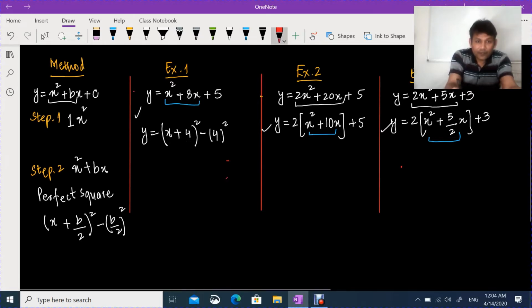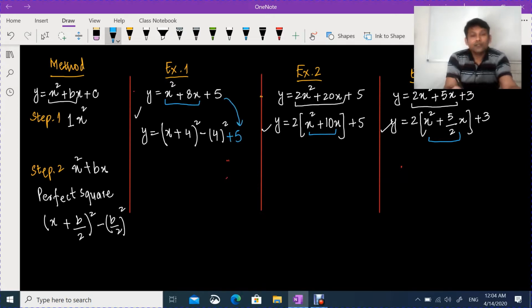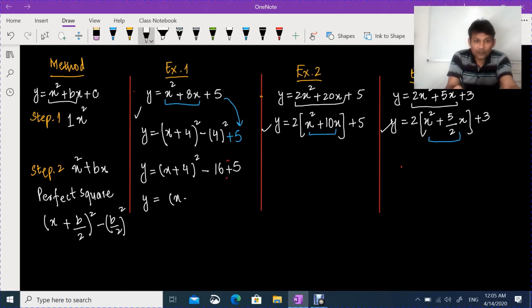Like, it's better to write this as plus 5. This plus 5 is coming from here. Now what you have to do is just simplify. (x plus 4) whole square minus 4 square, which is 16, and plus 5. Okay, y is equal to (x plus 4) whole square minus 11.